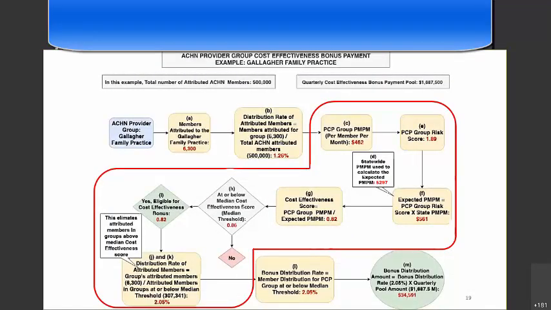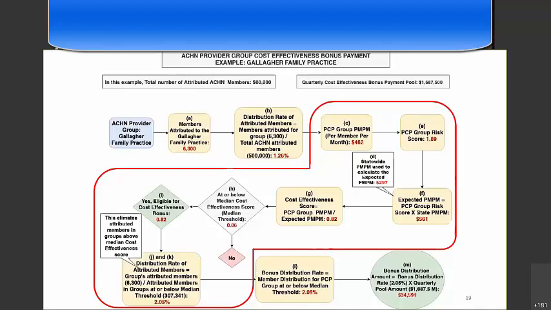Step 2 of our process really focuses on the cost-effectiveness scoring methodology. Here we'll start with Step C, which is the determination of the PMPM for our practice, Gallagher Family Practice. Here we calculate a PMPM of $462. Below, in Step D, we also calculate a statewide PMPM. Again, this is the statewide attributed ACHN members.